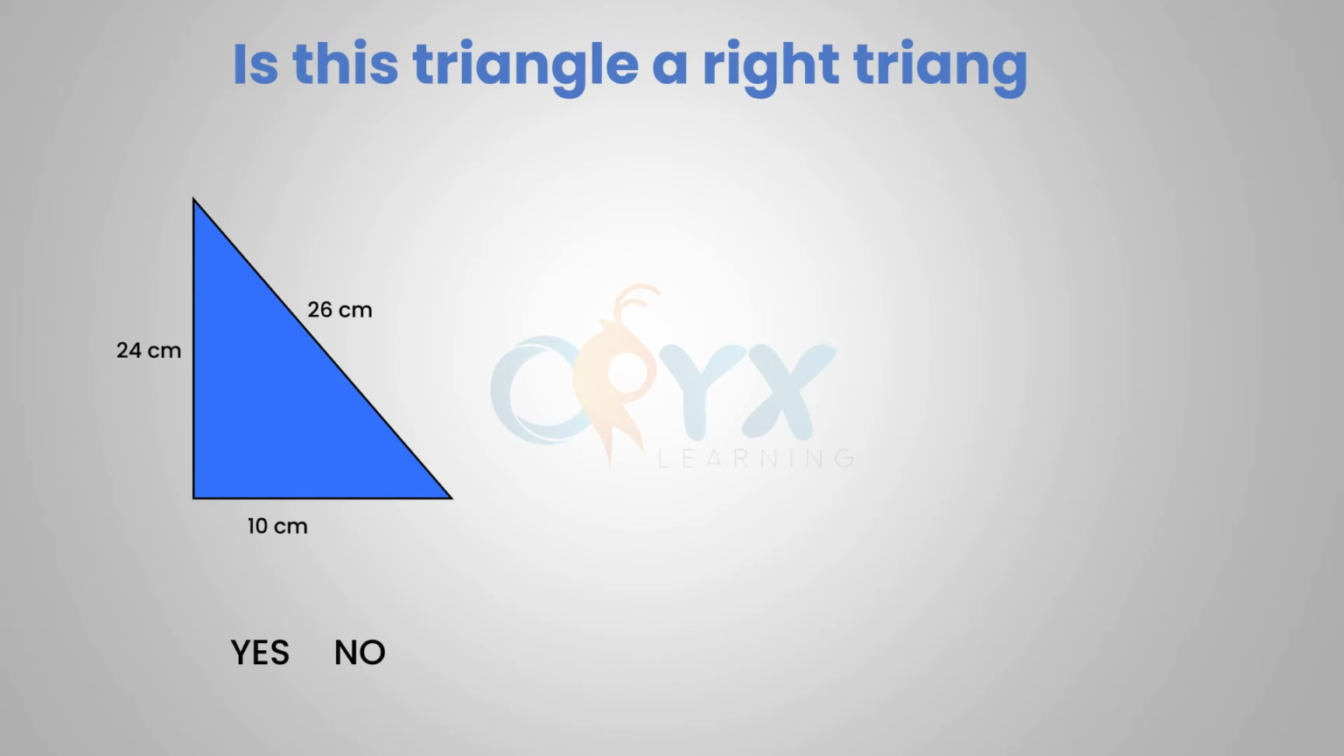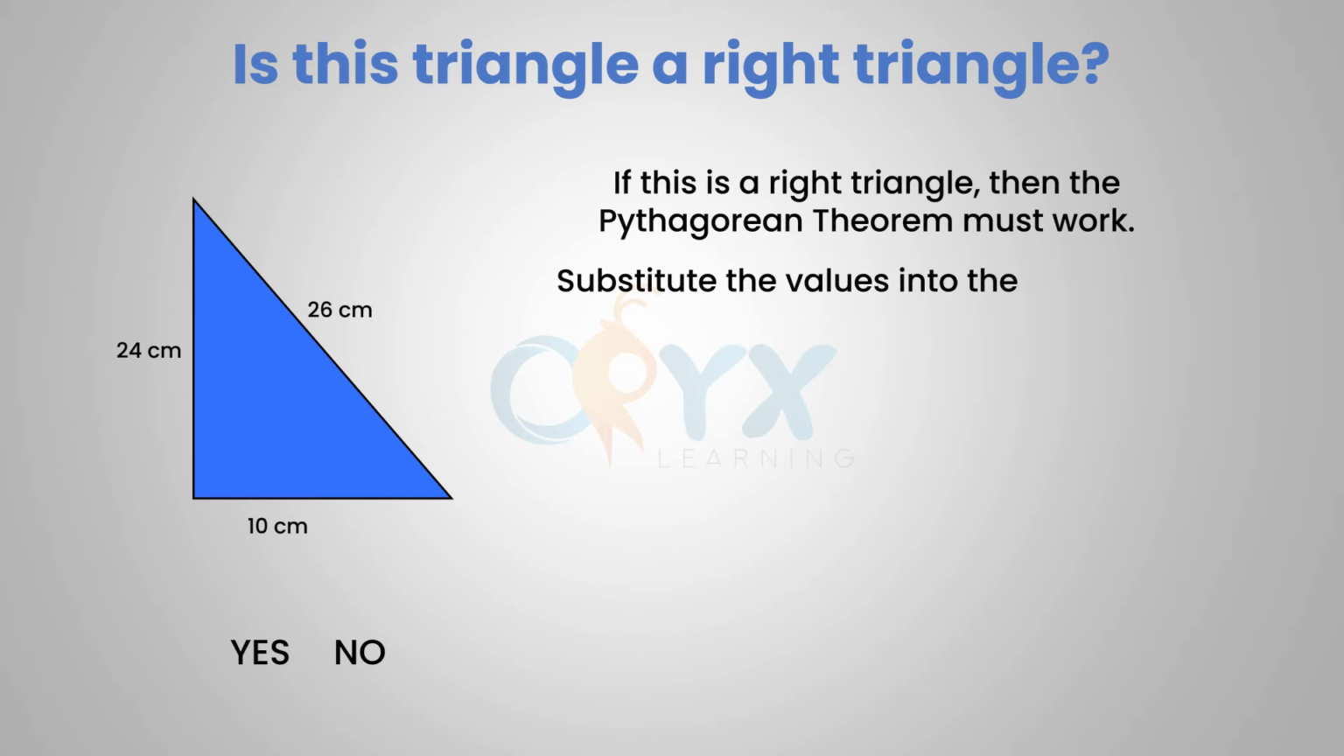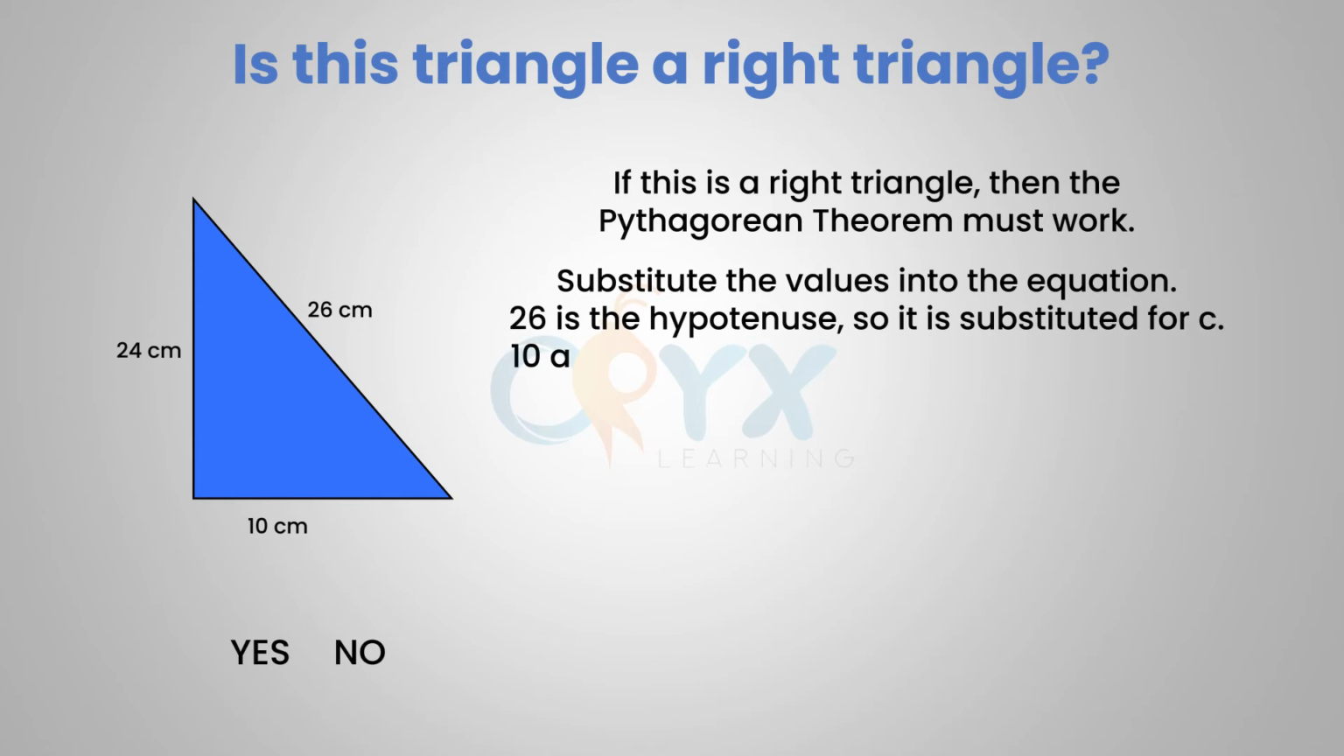Is this a right triangle? If this is a right triangle, then the Pythagorean theorem must work. Substitute the values into the equation. 26 is the hypotenuse, as it's across from the right angle, so it's substituted in for c. 10 and 24 can be substituted in for either a or b.